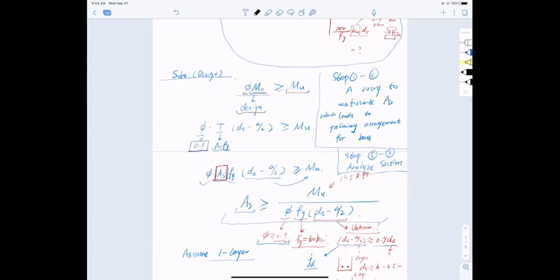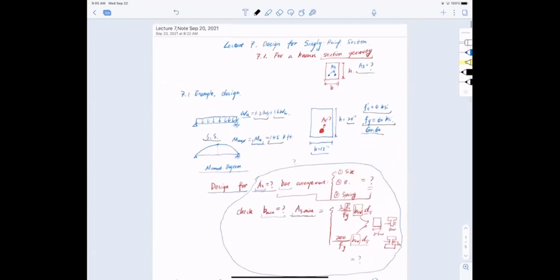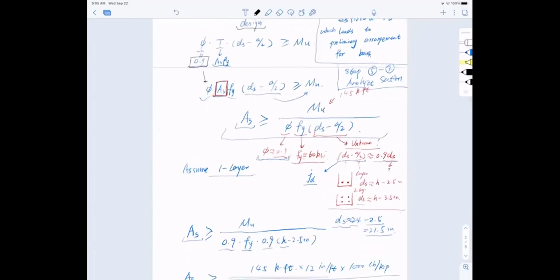We start from the left-hand side, phi, the strength reduction factor, and we assume 0.9 to begin with. That is a big assumption, meaning I assume the steel yielded, and in addition, I assume the strain in the steel has exceeded 0.005. Then I carry this equation in, and find that to satisfy my required moment, Mu, As should be bigger than or equal to this equation right here. Mu is the required moment, which is 145 kip-foot.